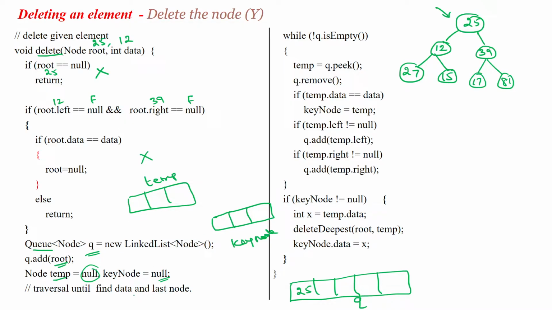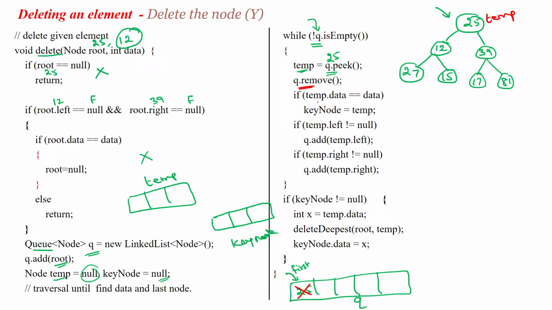Then we are trying to visit all the nodes to find whether 12 is existing or not. So now we are checking whether the queue is empty or not empty. Until the queue is not empty, we access the first element from the queue. The first element is now 25, which is accessed and stored in the variable temporary. So temporary is now 25. Then we are removing the first data from the queue, so 25 is removed from the queue.